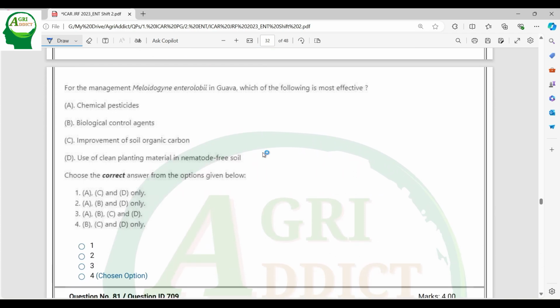Next question is, for the management of Meloidogyne enterolobii in guava, which one of the following is most effective? Here chemical pesticide is effective, biocontrol is also effective, improvement of soil organic carbon is not effective, and use of clean planting material in nematode-free soil is effective. So here the correct answer is ABD.